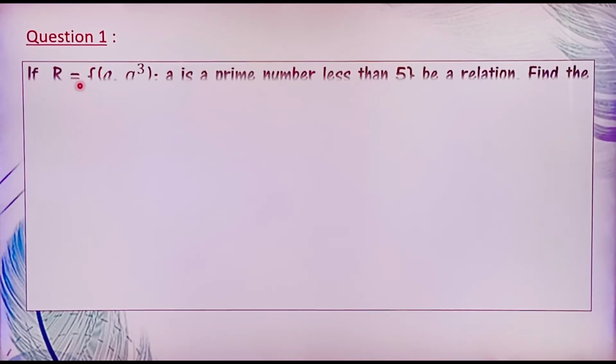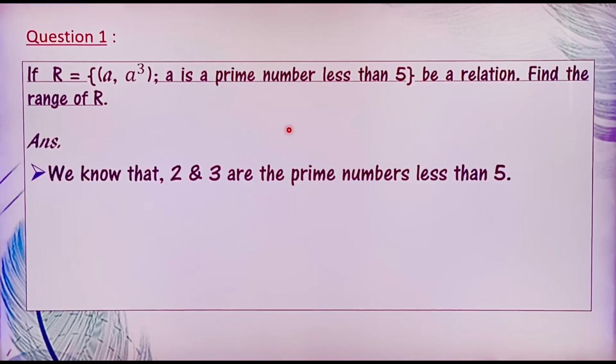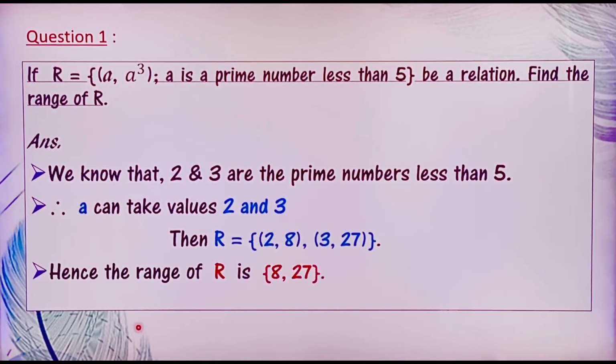Question 1. If R = {a³ : a is a prime number less than 5} be a relation, find the range of R. See the question. As per the condition given, a must be less than 5 and also it must be a prime number. We know that 2 and 3 are prime numbers less than 5. Therefore, a can take the values 2 and 3. Then we get R = {(2, 8), (3, 27)}. Hence, the range of R is {8, 27}.